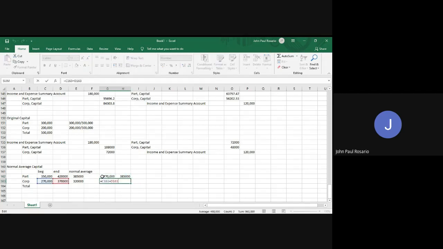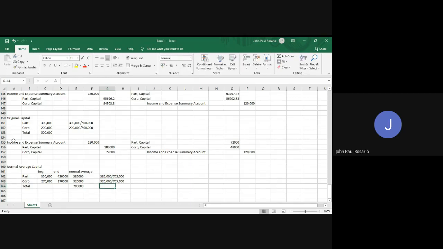The same goes for the bottom one, no? Beginning plus ending, and then the total divided by 2. Okay, 320. And then, total would be this one. So, their profit sharing now is, Part is 385 divided by 705. And then, for Corp would be 320 divided by 705.